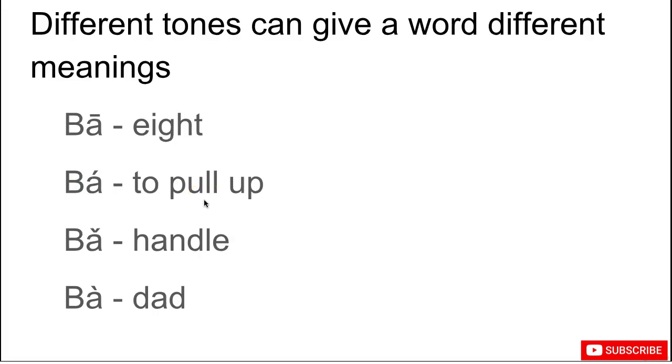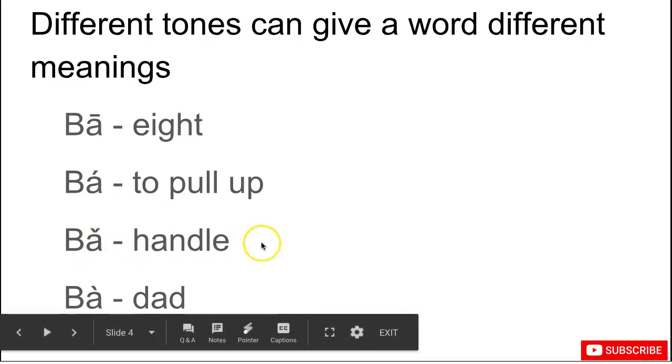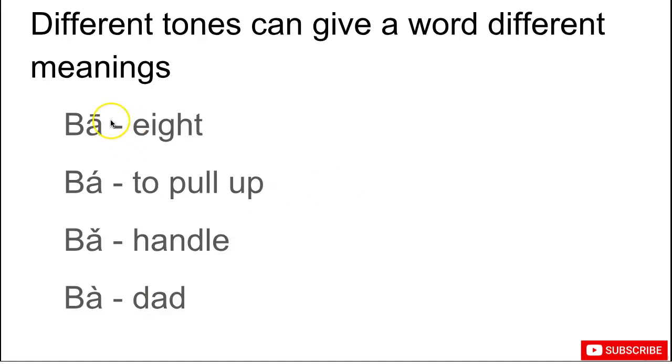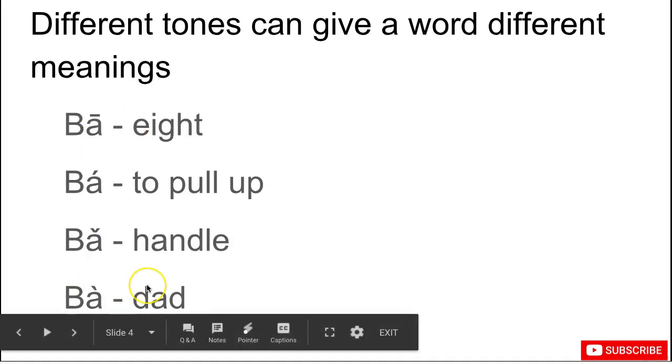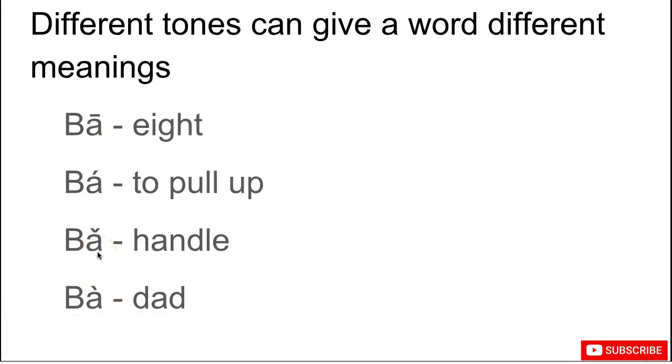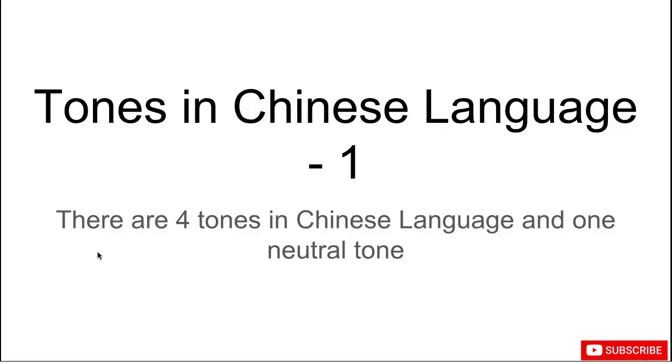Ba means to pull up. This is ba, to handle, and this is ba, which is dad. You see, depending on how you pronounce it, it's going to give you a different meaning. So what we're going to be learning is these four tones. We'll learn how to pronounce them. Once you master them, the rest of learning Chinese is easy.